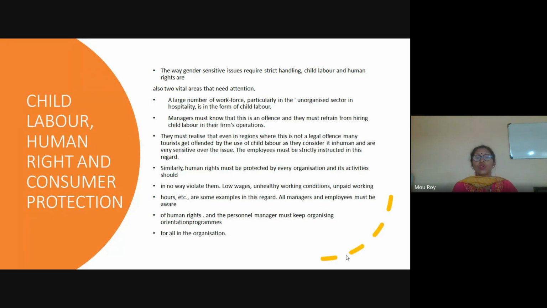So all the managers and employers should be aware of human rights, and the personal manager must keep organizing, as I told you, all these workshops and counseling programs.